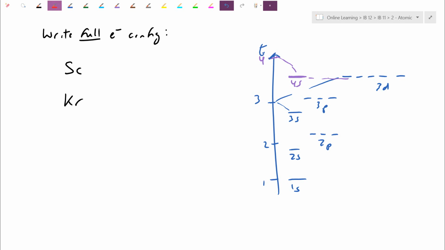So I'll do scandium for you, and I'll leave krypton for you to try. First thing you're going to look at is the number of electrons on the periodic table. Scandium actually has 21 electrons. First 2 go in here. Next 2 go in here. Then we're going to do Hund's rule. 5, 6, 7. Pair, pair, pair. That's 10 electrons. Next 2 go in here. 12. We do our Hund's again, single, single, single, pair, pair, pair.